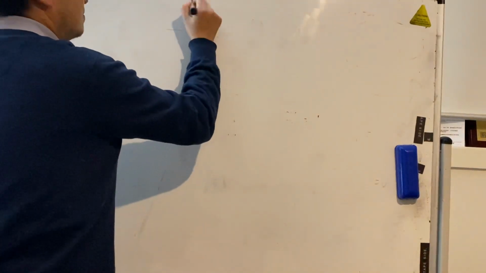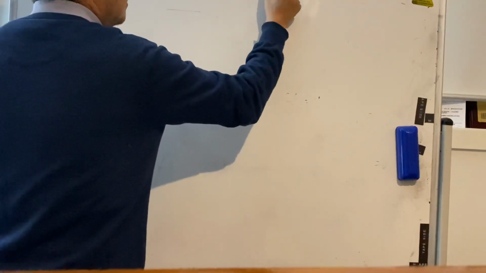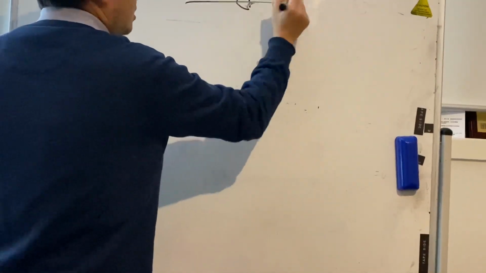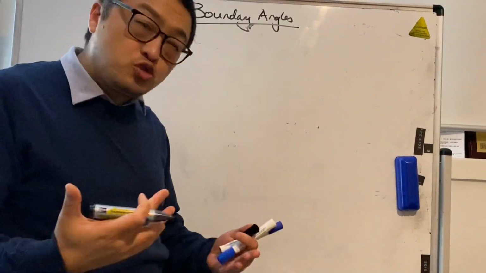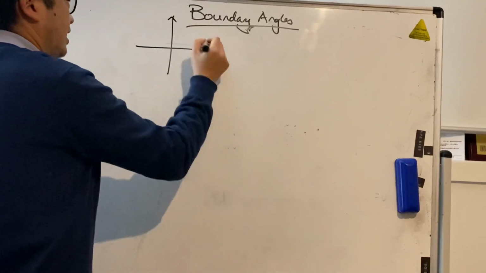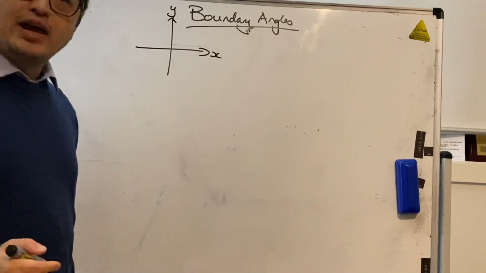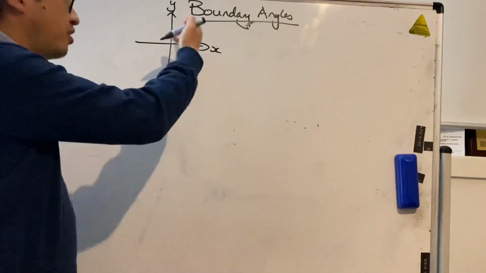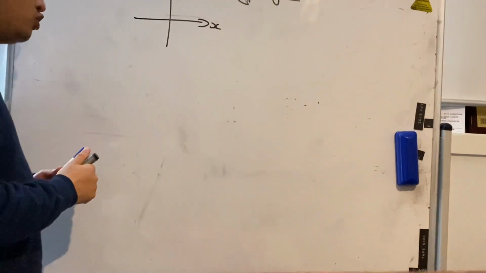Okay guys, in today's video, I want to talk about boundary angles. I encourage you guys to think about what the word boundary means, right? If I drew an XY Cartesian plane, all the angles that are not in the first, second, third, or fourth quadrant, we call those boundary angles.